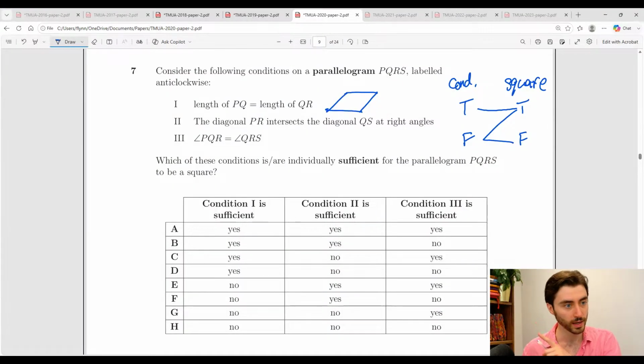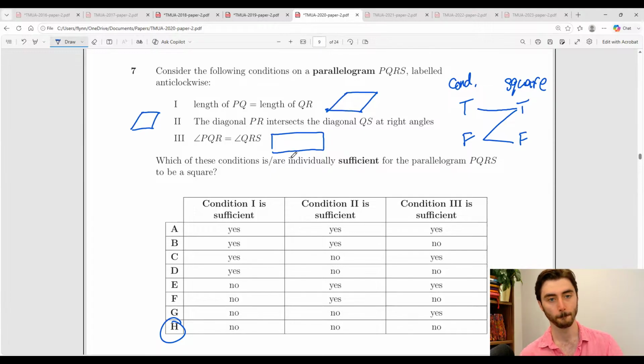So going back into this real quick. Coming back into here, we're really asking, can the condition be true and you end up on something that's not a square? For 2, yes, you can also get a rhombus where the diagonals are perpendicular. And if those angles are equal, it can be a rectangle. So none of those is sufficient.